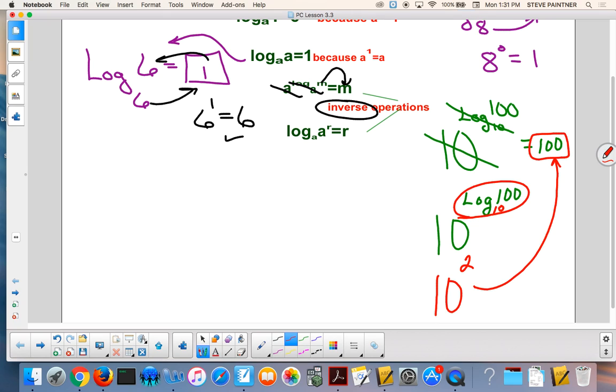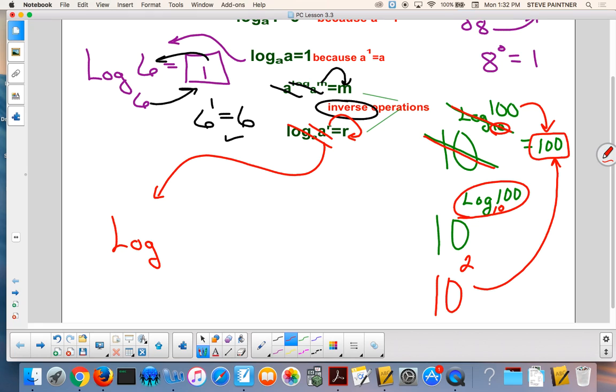But you don't have to think that hard, because if you see base 10 and you see little base 10 there, cross them out, the answer is what? 100. Now this next one I think is fairly easy for you. It says log base A of A to the R equals R. Once again, base A, cancel it out, you get what? You get R.